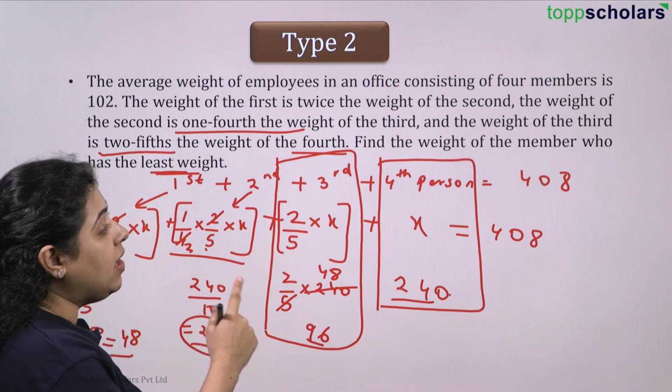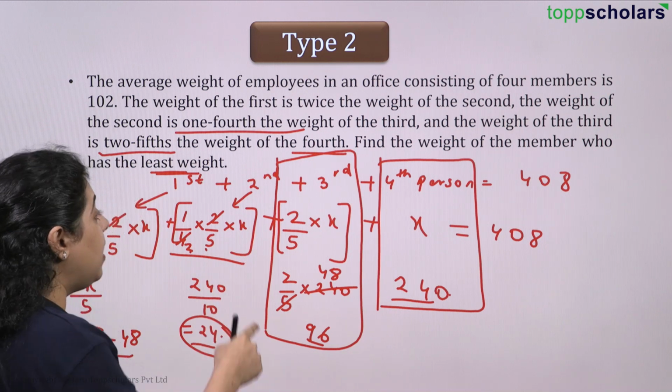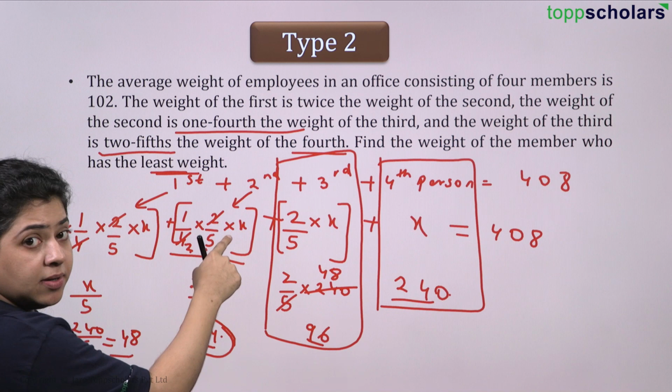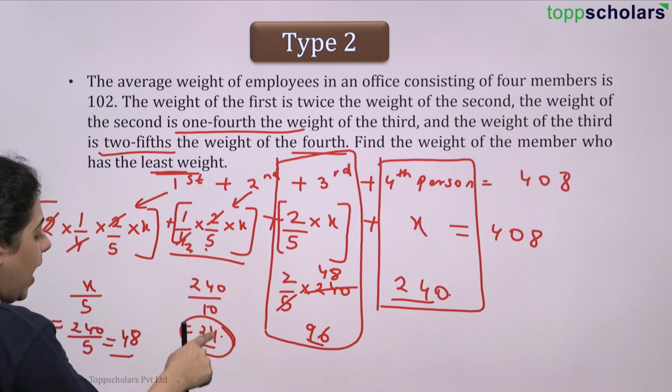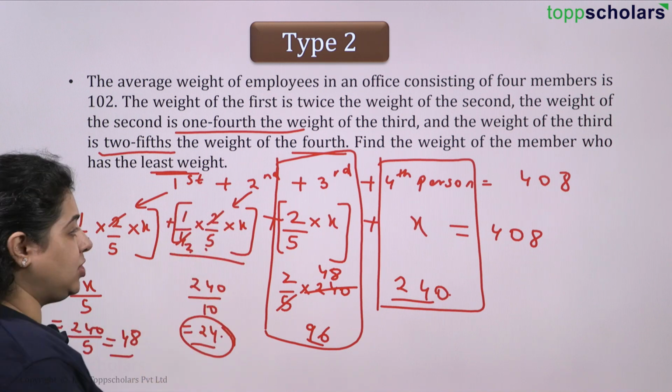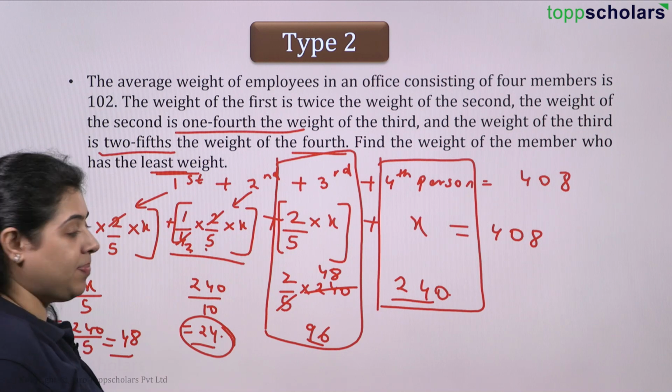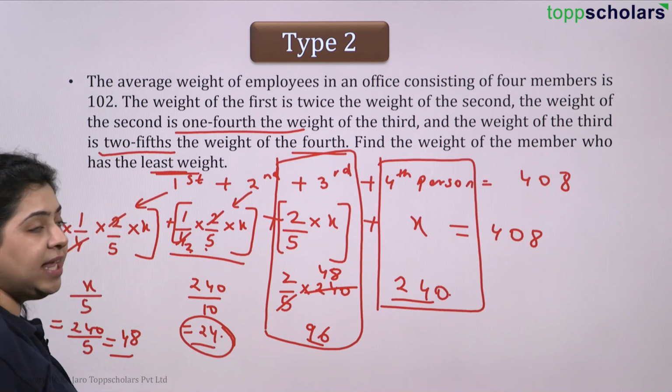So the question is to find the weight of the member. The member is the second person, correct? Second person who has the least weight, which is 24 kgs. So this becomes our answer. Okay, 24 kgs, this is the least weight.